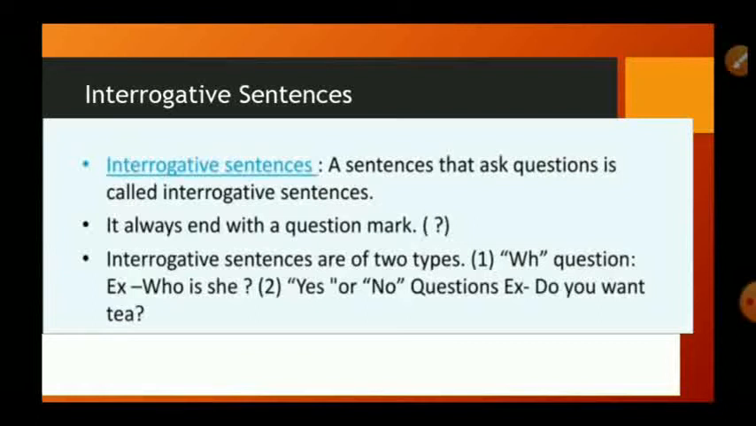Let us see some examples. Who is she? Question mark. Who is she means a WH question is there, and second is, do you want tea? So, do you want tea, question mark, means the person is asking us whether we need tea or not. So our answer will be either yes or no.